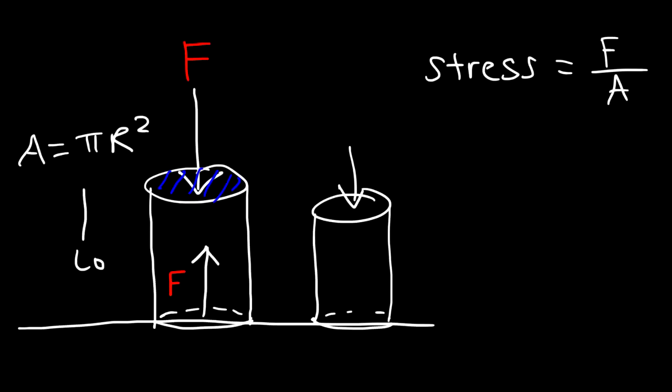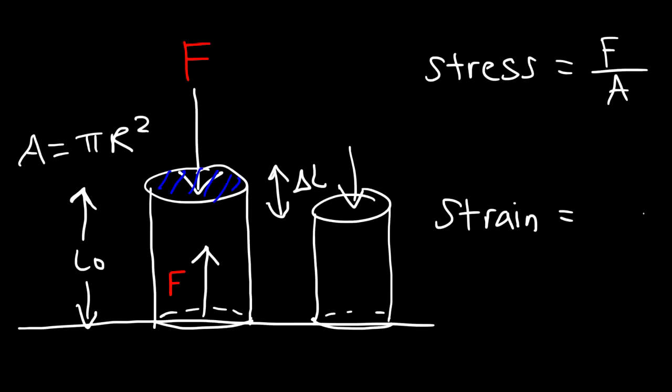Here's the original length of the column, and delta L is the change in length. So this time, delta L is negative because the length of the object decreased. So the compressive strain of the object is negative delta L divided by L initial.